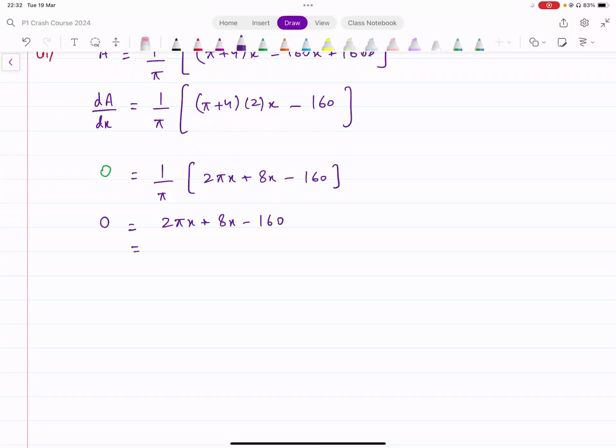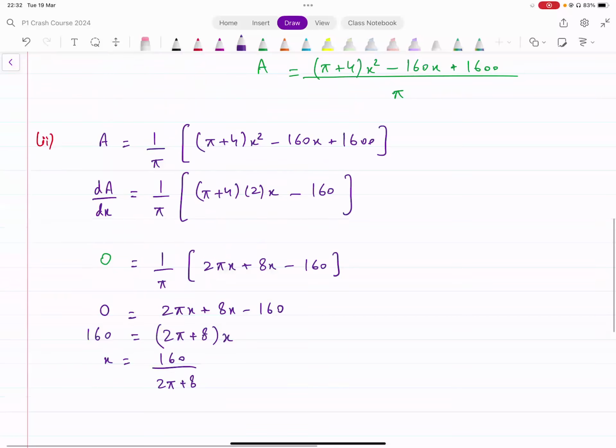That equals 0. In fact, we can just leave it in this form, (2 pi plus 8) times x, because we're looking for the value of x. That equals 160, and x equals 160 divided by (2 pi plus 8). That's the value of x at which A would have a stationary value.